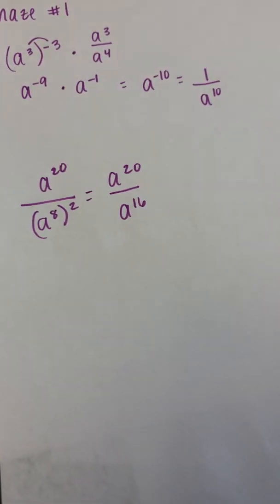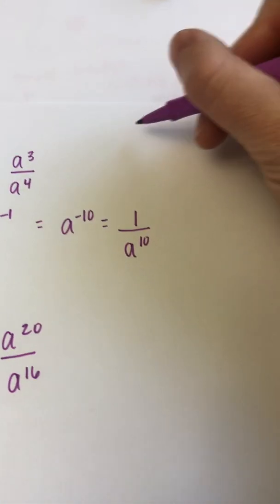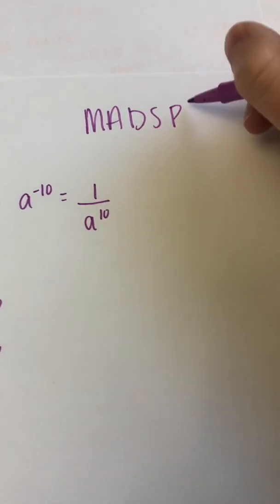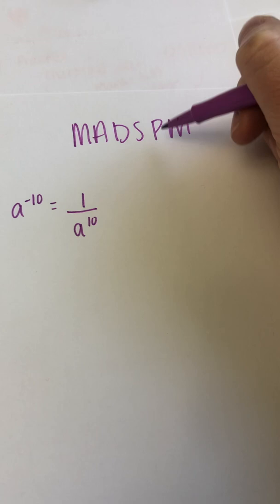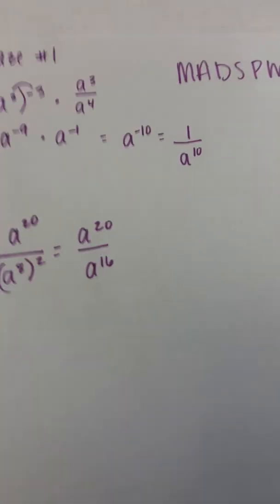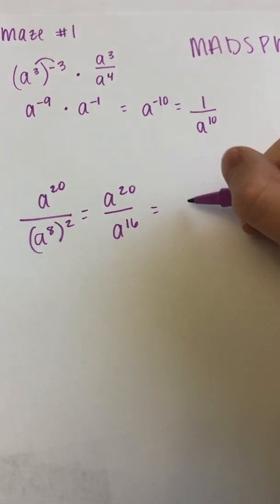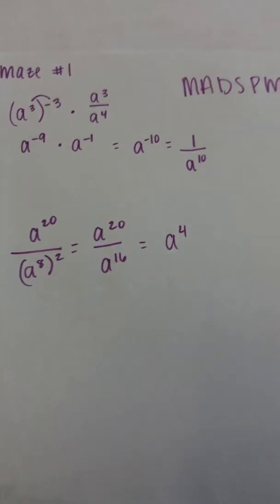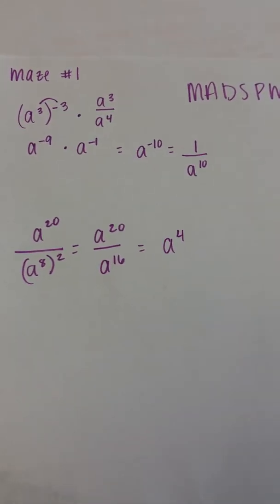Now I've got my division. Remember, we have our term MADS, PM. For multiplying, we add, dividing, we subtract. If it's parentheses, we multiply them. All right, so this is division, which means I'm going to subtract and get a to the 20 minus 16 is 4. So that means for that particular one, I'm going down and to the left.